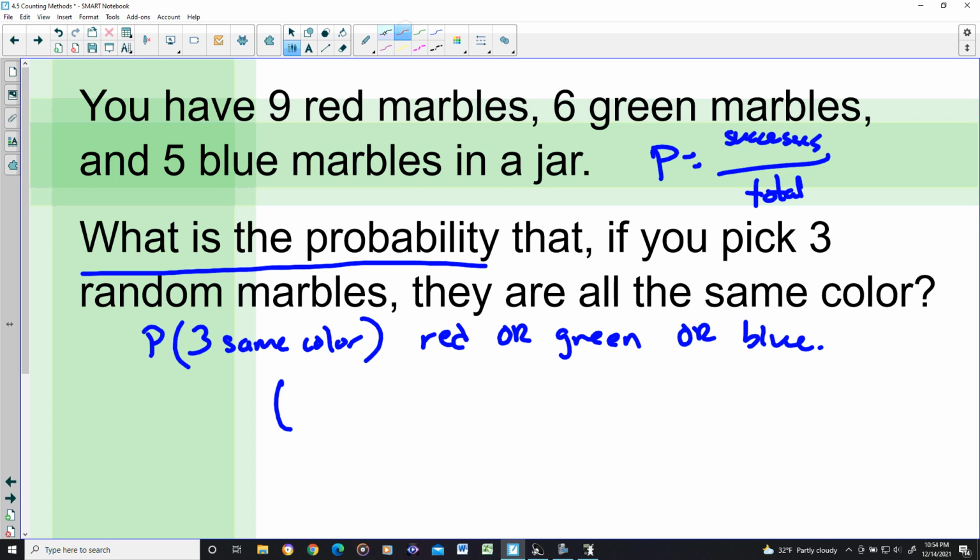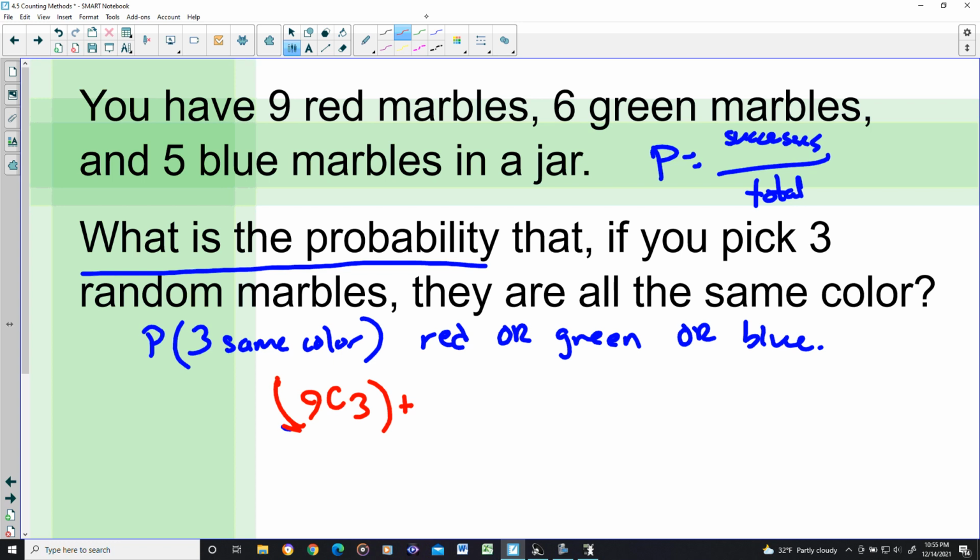So let's switch to red, and I'll write it out just to kind of color code it. 9 choose 3. So I'm picking any 3 of the red marbles. Those are how many successful events there are. It'd be 9 times 8 times 7 divided by 6, and so whatever that comes out to be. So that's how many different groups of 3 red marbles there are. And any one of those groups is considered a successful outcome.